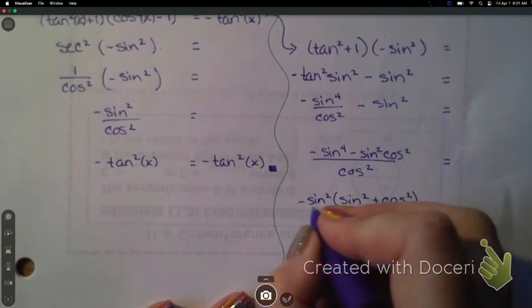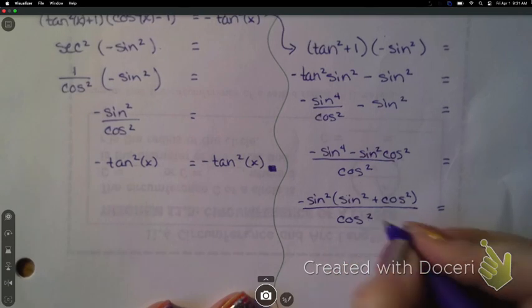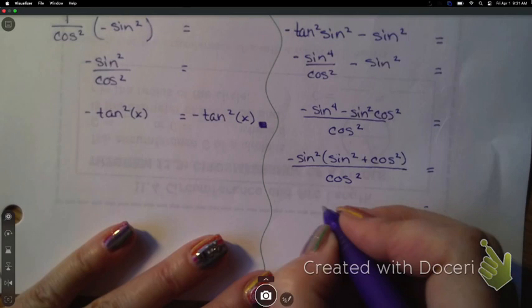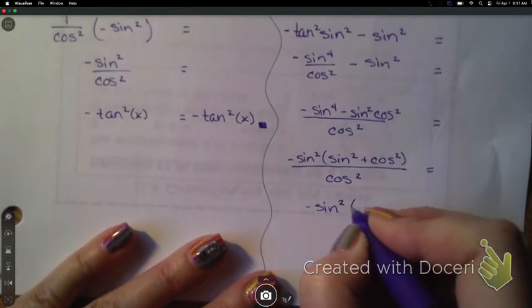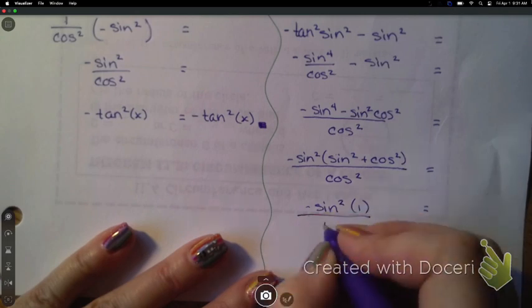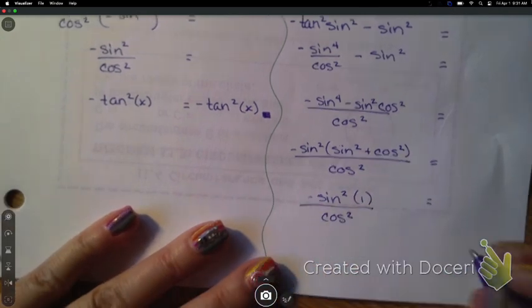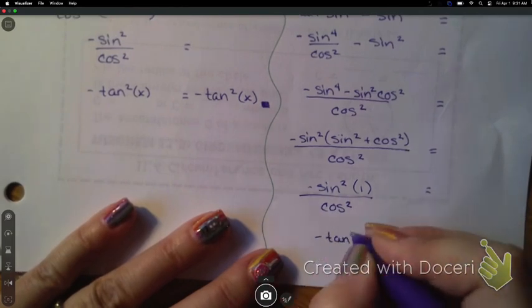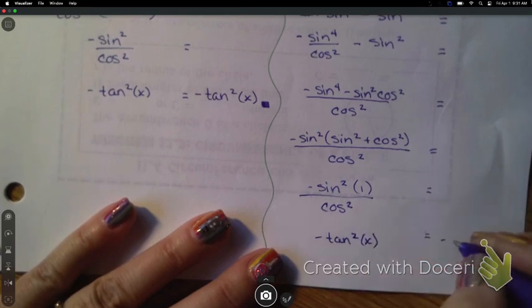Got really easy really quick, guys, hopefully. What does sine squared plus cosine squared equal? 1. So that gives me negative sine squared times 1 over cosine squared. Well, what is sine squared over cosine squared? Negative tangent squared. That's too many steps. Look how much more page that took.